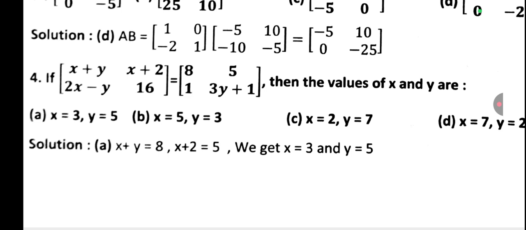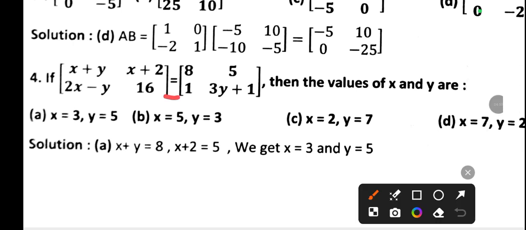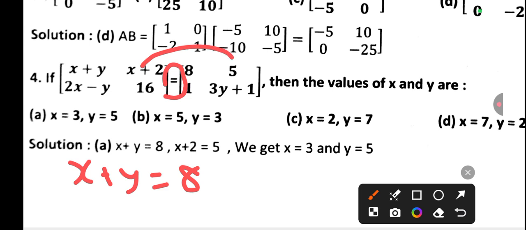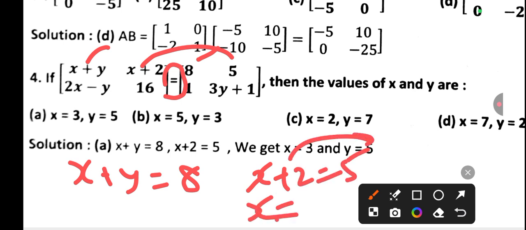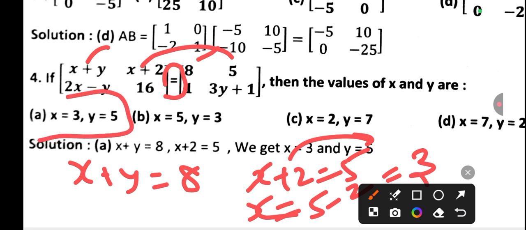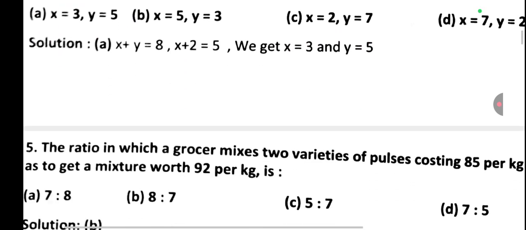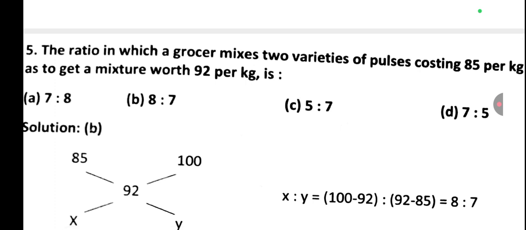Then going for question number 4. When we see question number 4, they have given equality of matrices. Two matrices are given equal. So x plus y you can equate with 8. Then x plus 2, a11 equal to a11. First row, first column, corresponding elements are equal. So x plus 2 equals 5, children. Plus 2 goes outside as minus. So x equals 5 minus 2, that is nothing but 3. So x equals 3, and y is equal to 5. Option A, equality of matrices. So the fourth one is easier. Going to the fifth one, children.